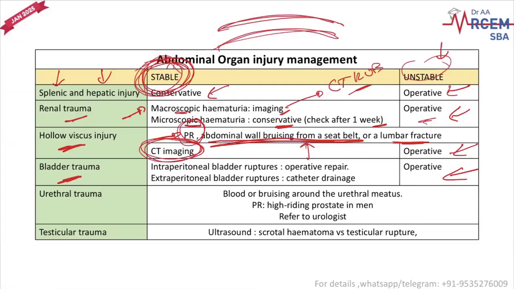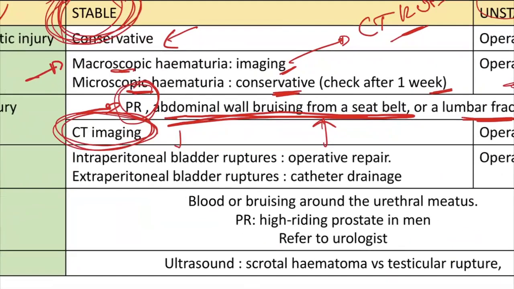Bladder traumas. If the bladder is intraperitoneal, that means the bladder was full and it has come into the peritoneal space, not the pelvic space, then operative surgery is required. If the bladder was empty and in the pelvis and it has caused a bladder rupture or injury, catheter drainage should be sufficient. You keep it for a few days, and it heals well.